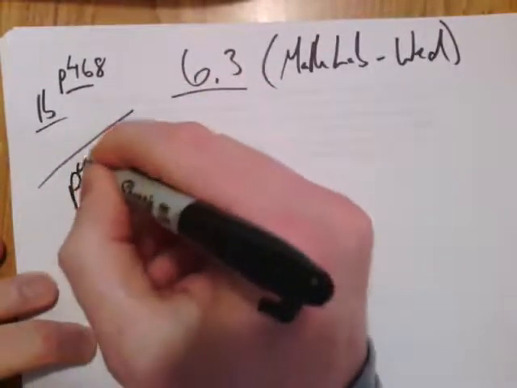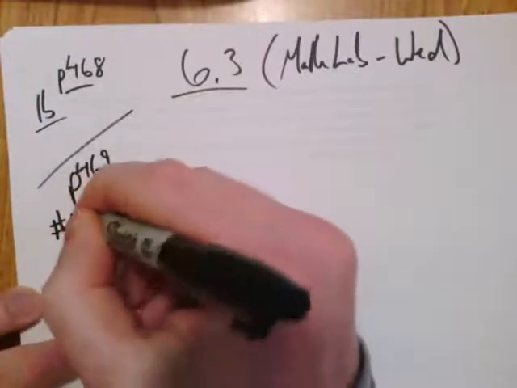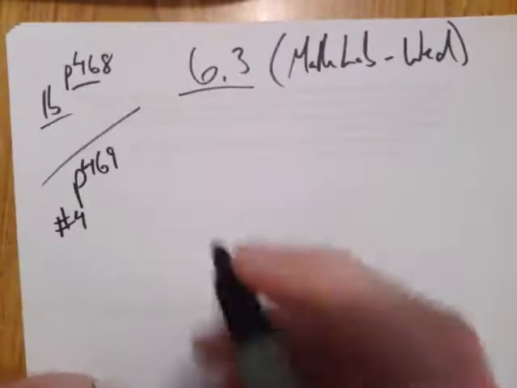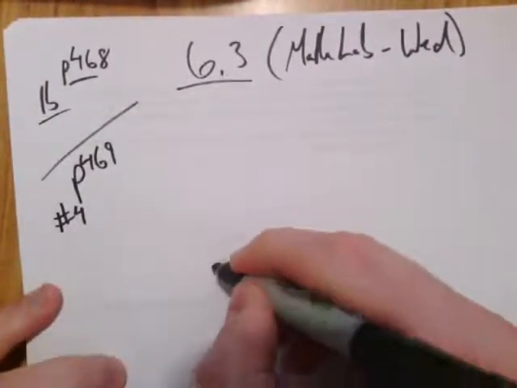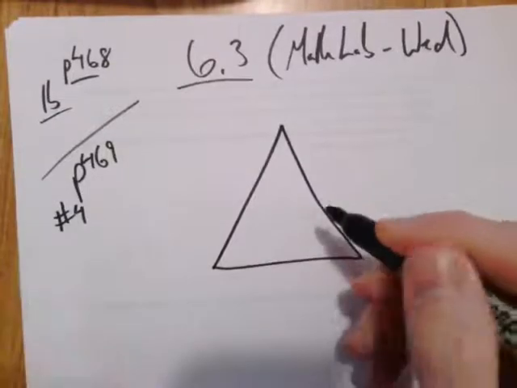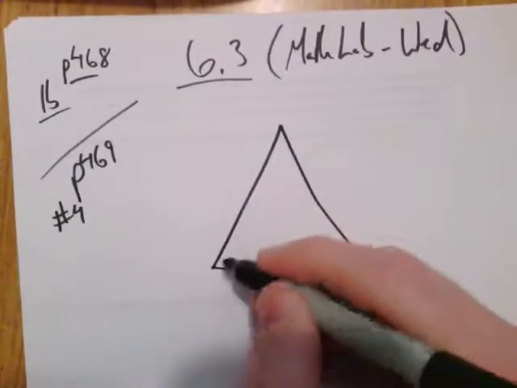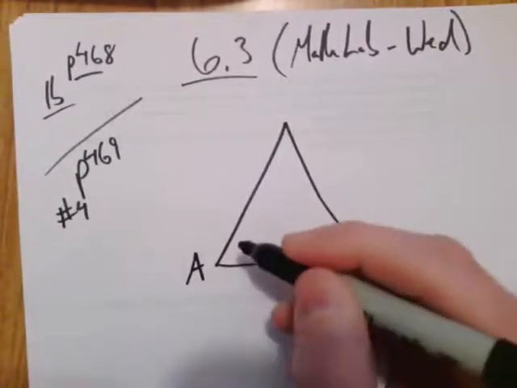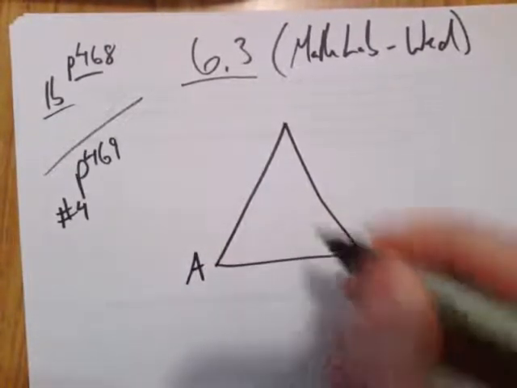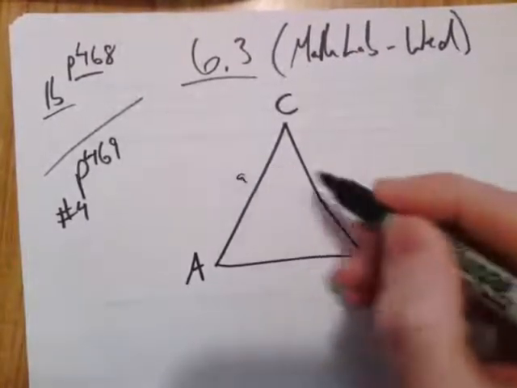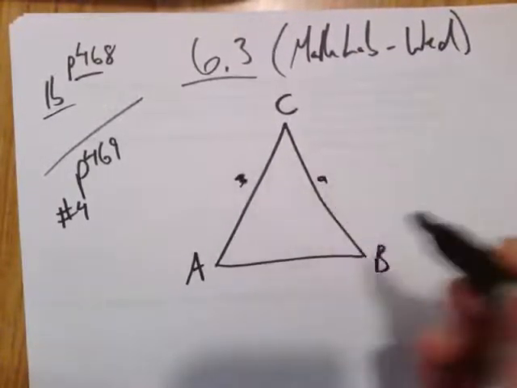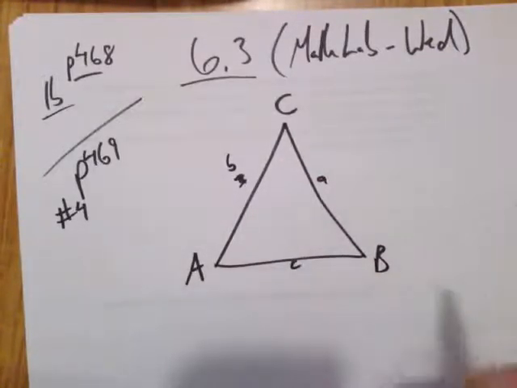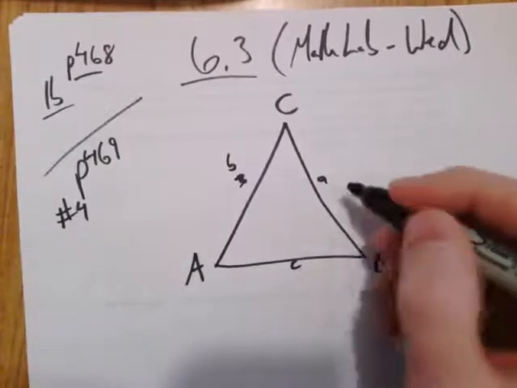The second part is page 469, number 4. This one says in triangle ABC, I'm just going to draw it. Triangle ABC. This will be angle A, angle B, angle C, and sides little a, little b, little c. AB is 10.